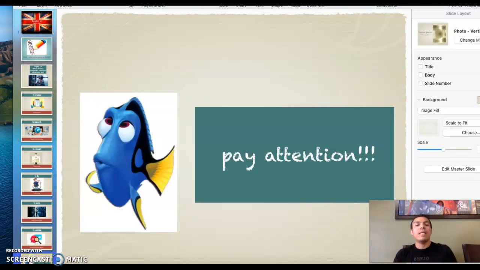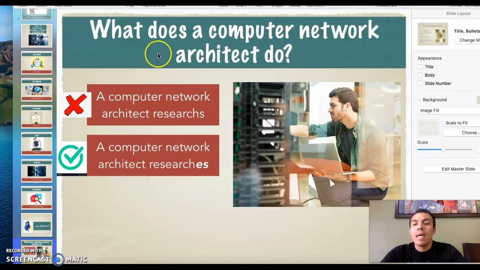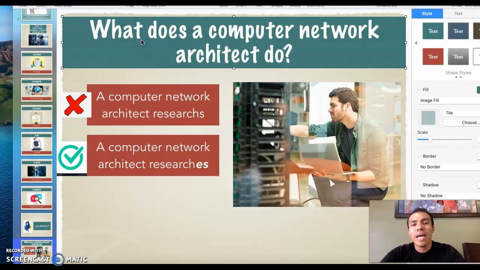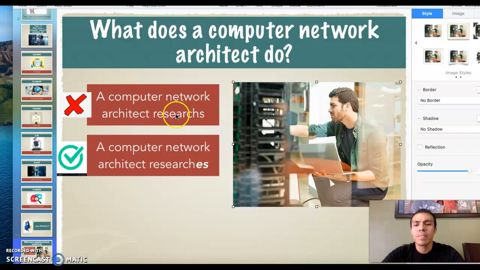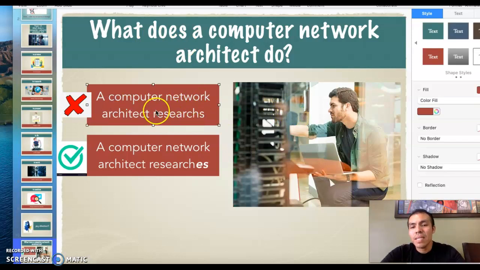Now, it's time to pay attention. It's time for learning some rules of conjugation. Here we have two sentences. What does a computer network architect do? A computer network architect researches, or a computer network architect research. Which one is correct? Let's pay attention to the rules of conjugation.